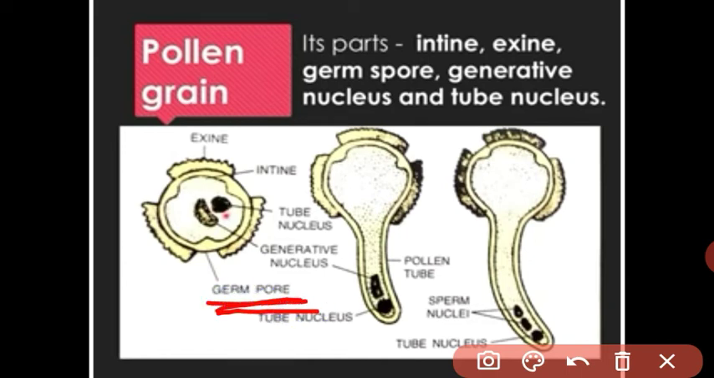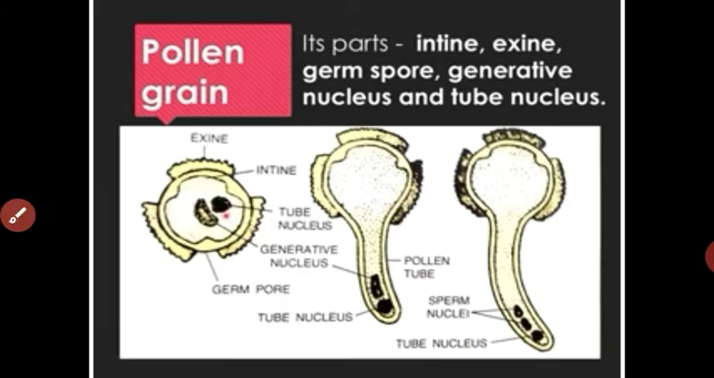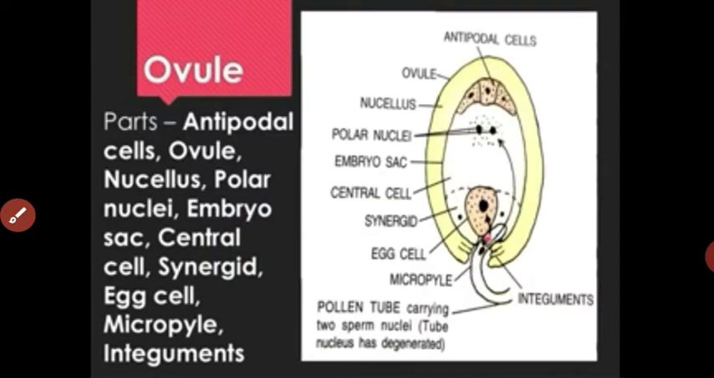When the pollen grain falls on the stigma, it germinates due to the secretion of sugar in the stigma, and the germ pore grows into the pollen tube, and this pollen tube carries the male nuclei and reaches the ovules. Let us see the structure of the ovules. See, student, this is the structure of the ovules.